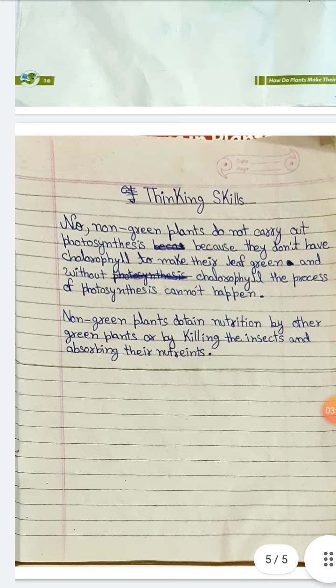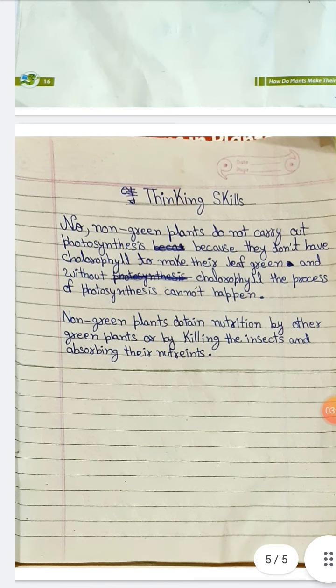Second, if not, then how do they obtain nutrition? Non-green plants obtain nutrition from other green plants or by killing insects and absorbing their nutrients. Now discuss this question and answer in your classroom and give reasons.